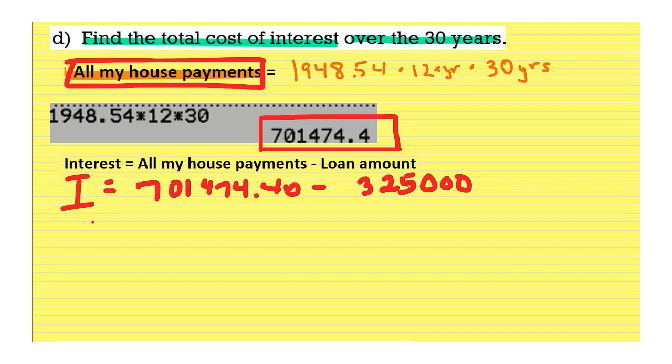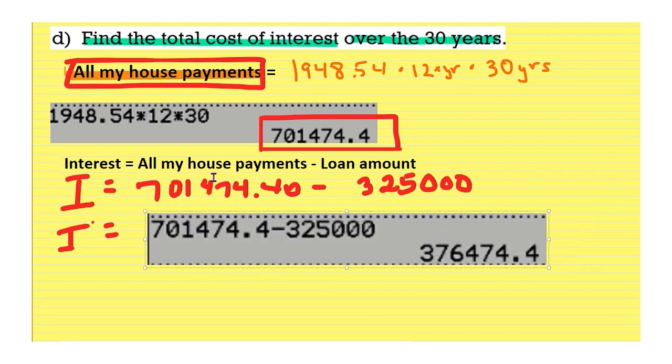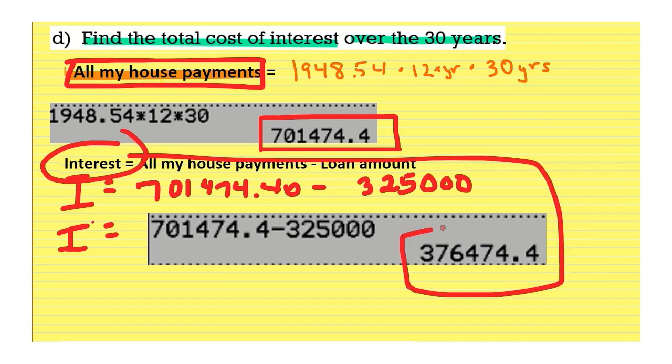And when I subtract those two, my interest will be the difference between those. All my payments minus how much I borrowed will give me the interest total. So when I do the calculation, it gives me an interest total. My interest total is going to be $376,474.40. So that is the total amount of interest that I will pay the bank. That is how the bank makes their money.